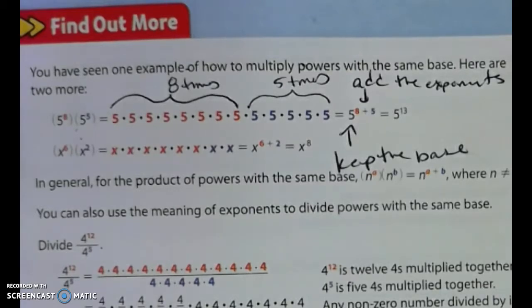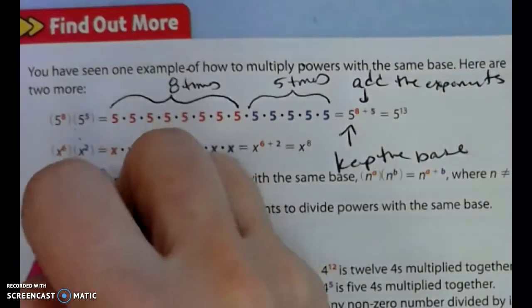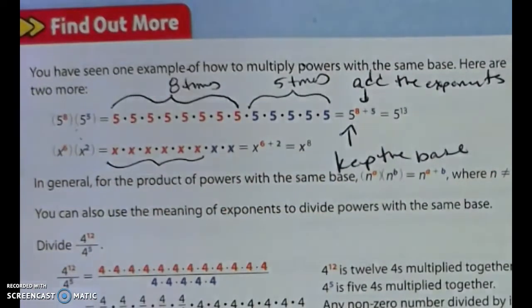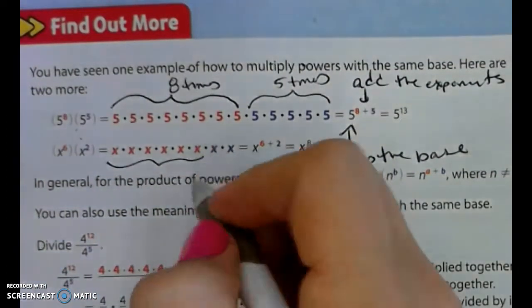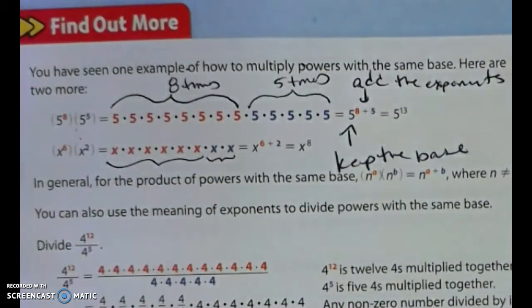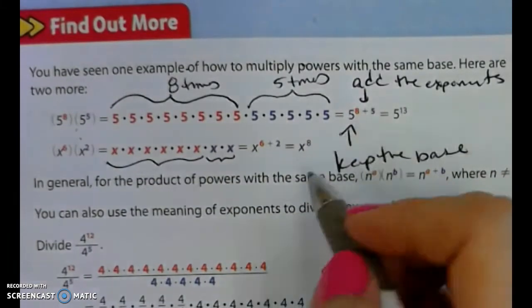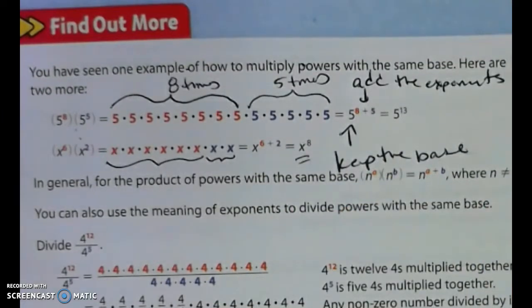The second example is similar. They're just using variables instead of actual numbers for the base. If we have x to the 6th, that is 6 factors of x, which are in red. And then x squared is 2 factors of x. And then when we combine those, you can add them together. And 6 plus 2 makes 8. You are welcome to expand these if you're not confident. I'm okay with that.